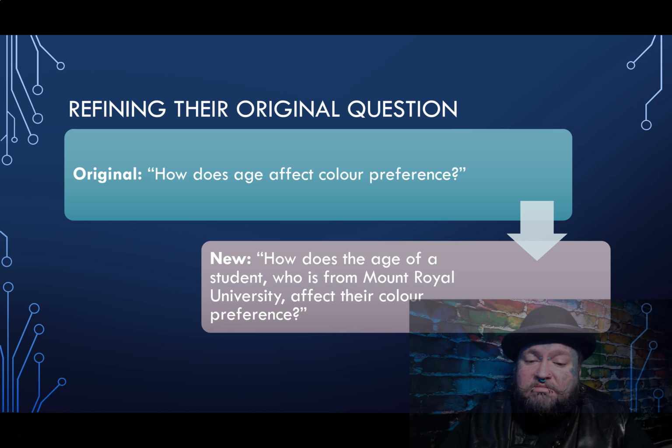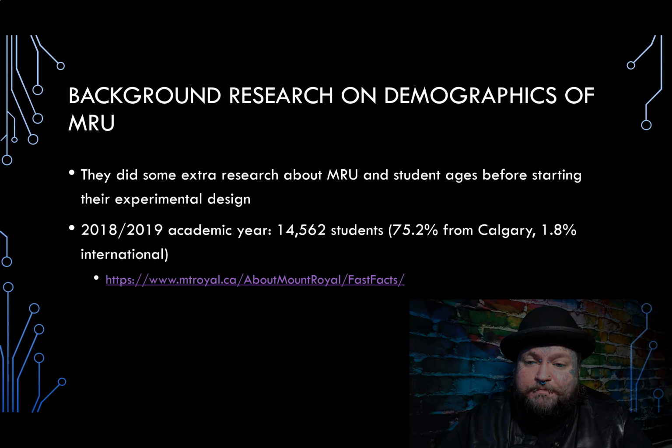So really here, I know the wording's not the best, but they're like, okay, well, it's not just age preference, it's specifically from students who are from Mount Royal University. So it still falls under how does age affect color preference, but it's kind of a sub-question that adds to the knowledge base for that bigger question, and maybe specifically for the locale they're at.